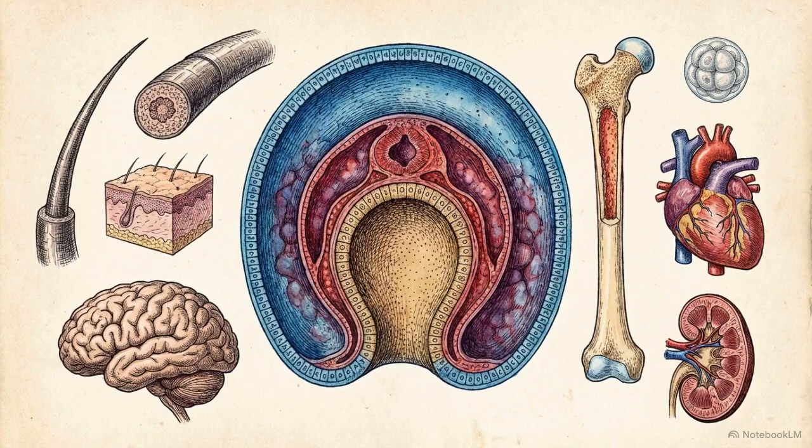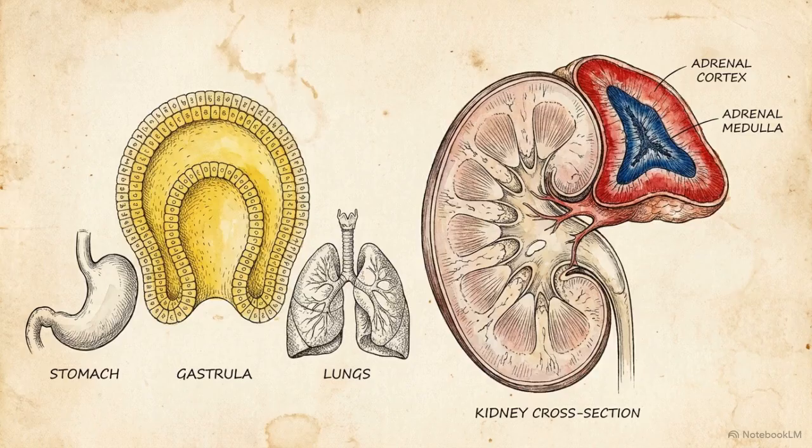The outermost layer is the blue ectoderm. It gives rise to the integument, your skin, hair, and nails, along with the lens of the eye and the entire nervous system. The middle layer is the red mesoderm. It develops into the musculoskeletal, circulatory, and excretory systems. Finally, the innermost layer, the yellow endoderm, forms the epithelial linings of the digestive and respiratory tracts.